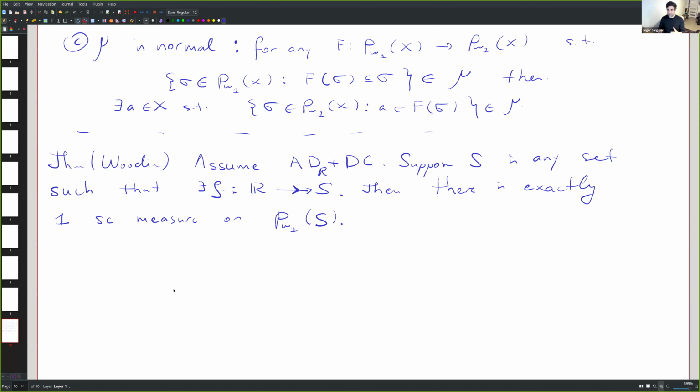But then Solovay's theorem says exactly those sets generate a measure. And so therefore it's only one, right? So just from AD, there could be two measures. Okay, I see. I didn't think of it. Yeah, okay, thanks.